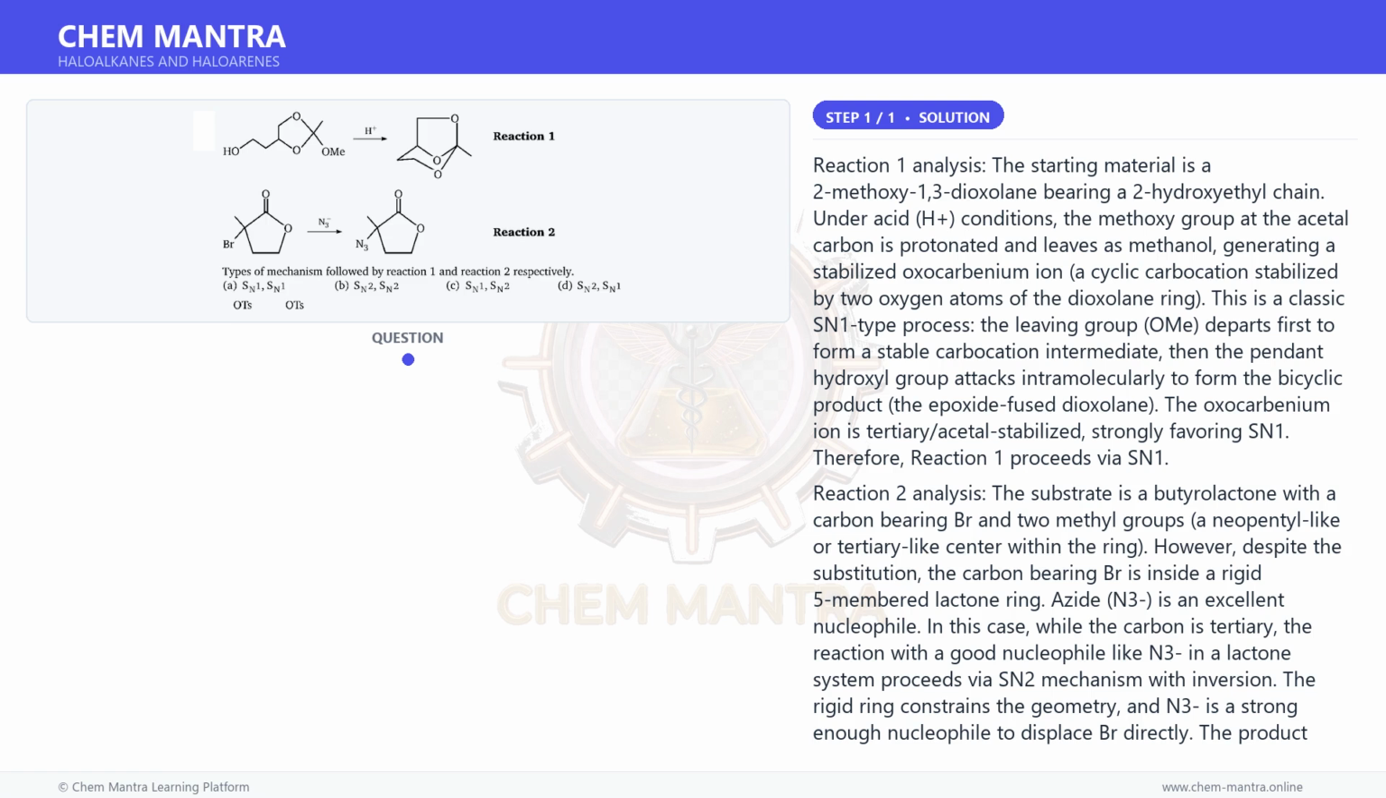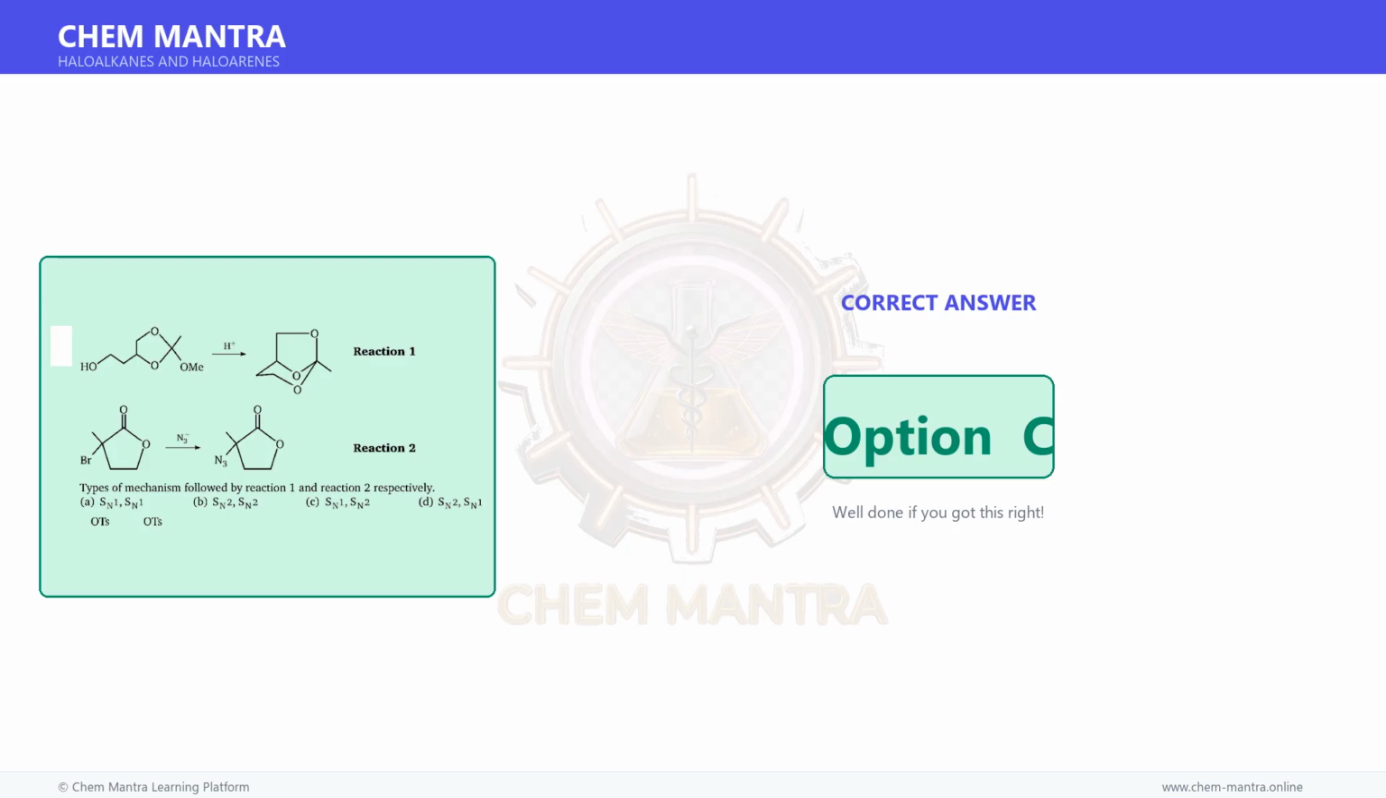The combination SN1 for reaction 1 and SN2 for reaction 2 corresponds to option C. Therefore, the correct answer is option C.